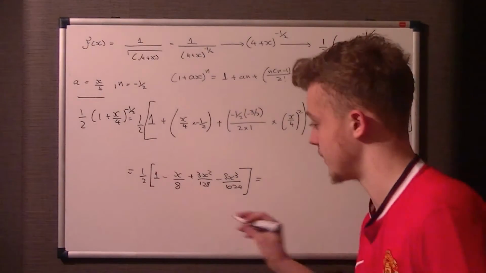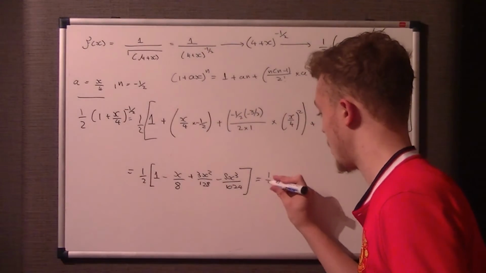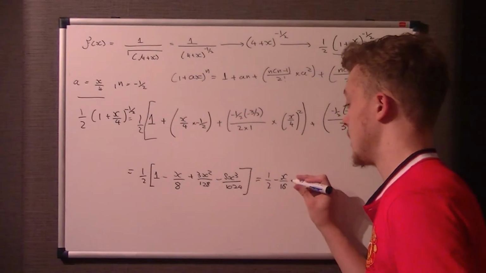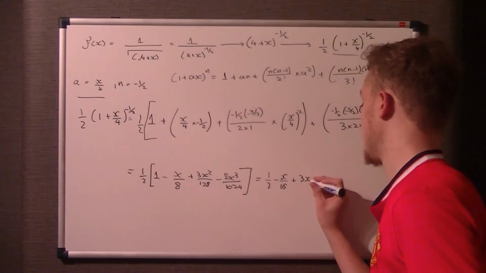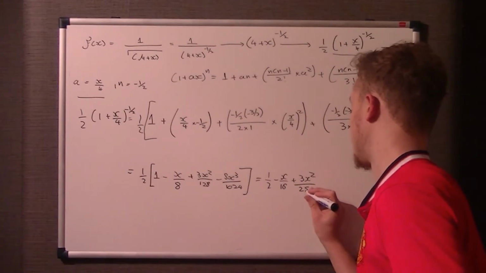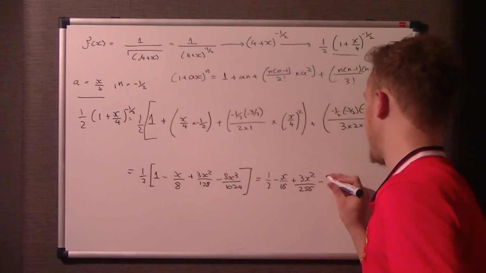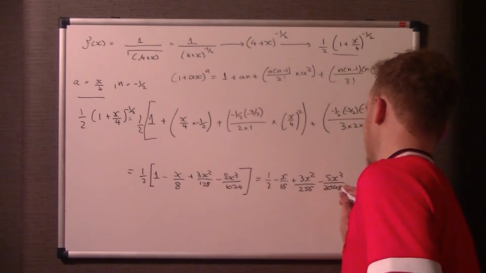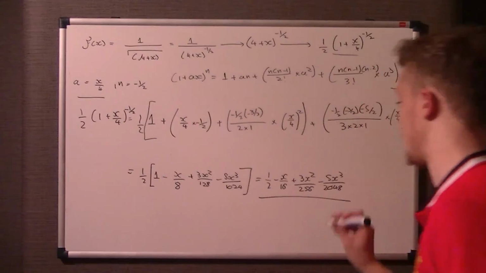Now it's just a case of expanding this. So obviously we've got a half, and then take 8x on 16, and then plus 3x squared on 256, take 5x cubed on 2048. When I say on, that's just another way of saying divide.